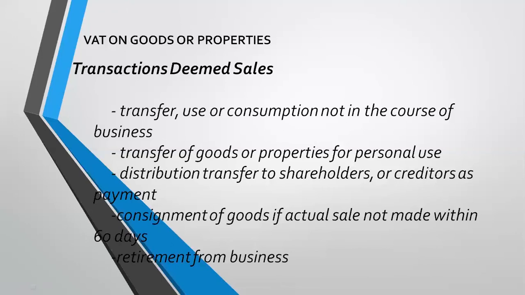These transactions refer to our regular inventory or goods for sale. So if you take goods that are for sale and use them personally, such transaction is considered a sale, as if you sold them. That is what we call deemed sales, as if there is a valid sale transaction.